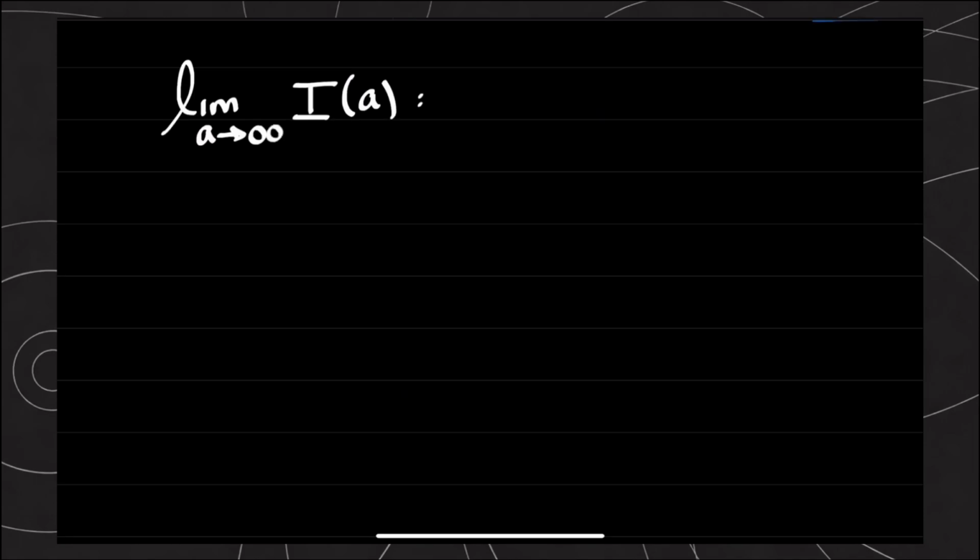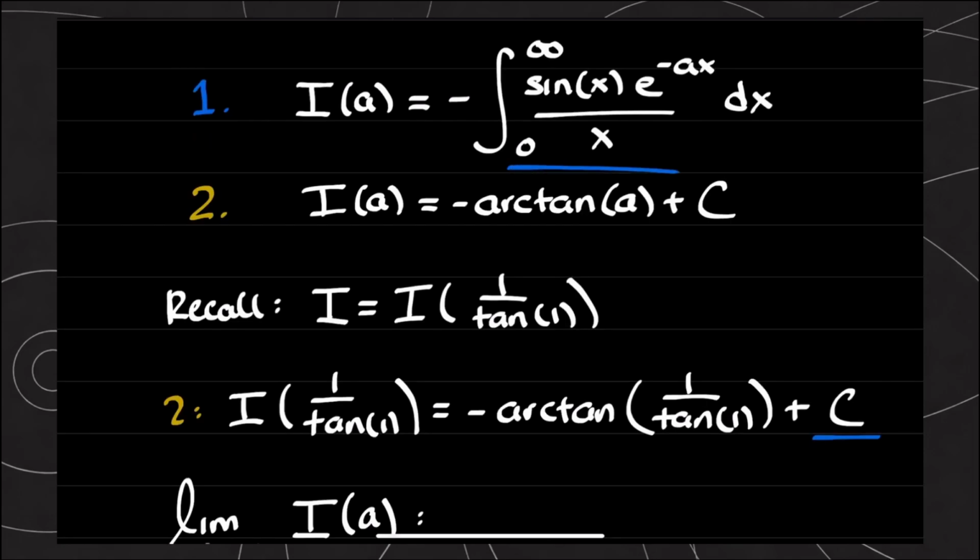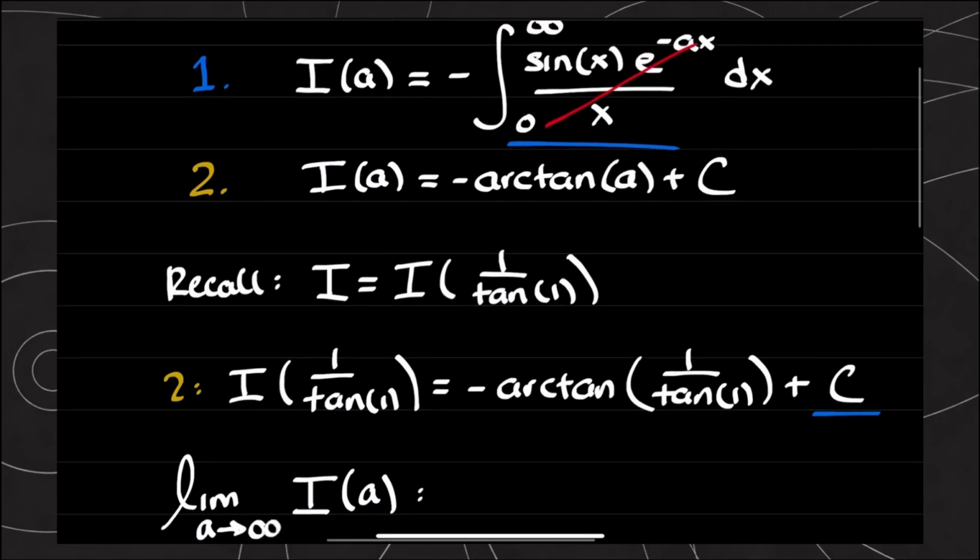Now what I want to look at is the behavior of both of our expressions as a tends to positive infinity. As a approaches infinity in our original expression, e to the negative ax approaches e to the negative infinity. E to the negative infinity approaches 0 for larger and larger a, and therefore this entire integral goes to 0 as a approaches infinity. As for our second expression, as a approaches infinity, I of a approaches negative arctangent of infinity plus c.